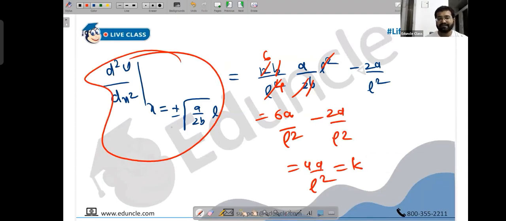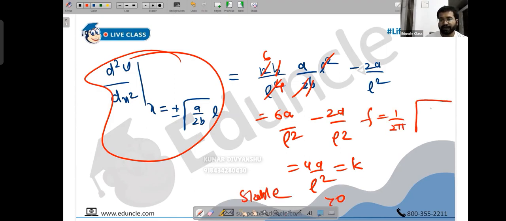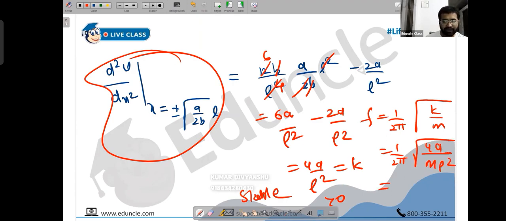I told you, d square upon d square x equals to x. Now this is greater than 0. So this is a stable point, and this is the value of k. So your answer of frequency of small oscillations is 1 upon 2 pi under root of k by m. So this is 1 upon 2 pi under root of 4a upon m L square. Or you can take 4 outside. 2 gets cancelled. 1 upon pi L under root of a by m.